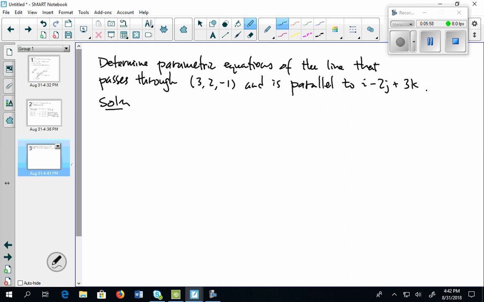First, we need a particular point on the line. Well, we can take what's given to us. We can use the (3, 2, -1) point and let that be our initial point, like the x naught, y naught, z naught representation.